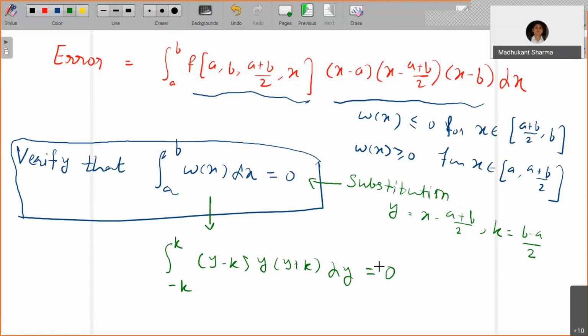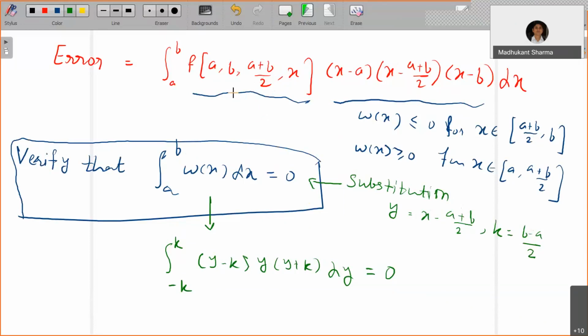Now, the very first thing is, since w(x) is changing sign over the interval a to b, the mean value theorem is not applicable. The mean value theorem for integral calculus that we used in the previous trapezoidal rule is not going to be applicable here because w(x) is changing sign. So what you can do is add one more point here and use the recurrence relation of divided differences.